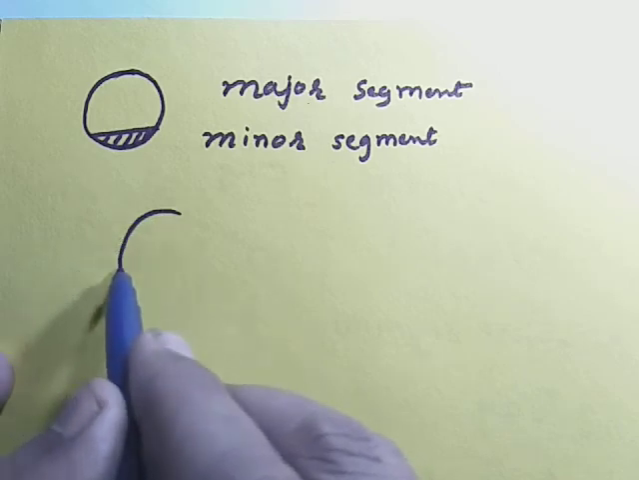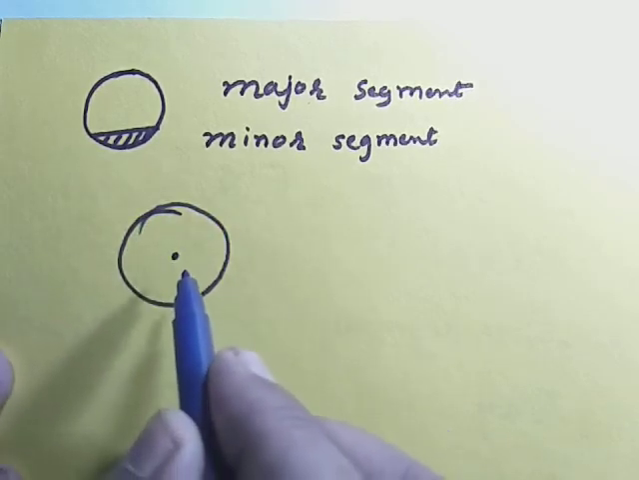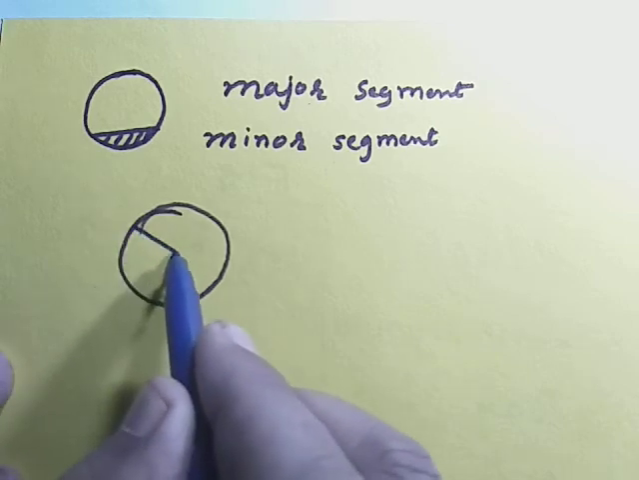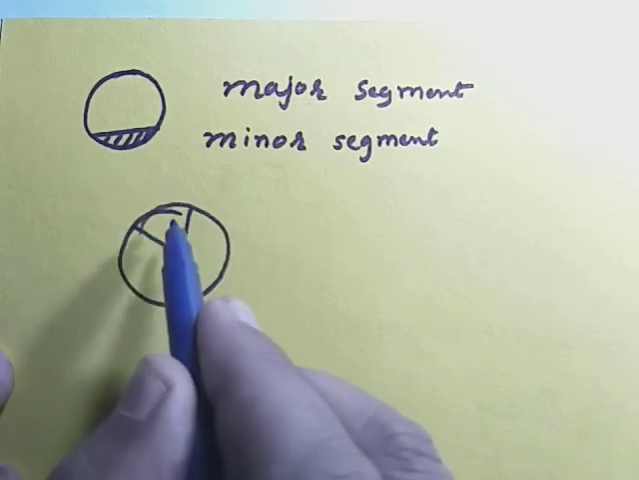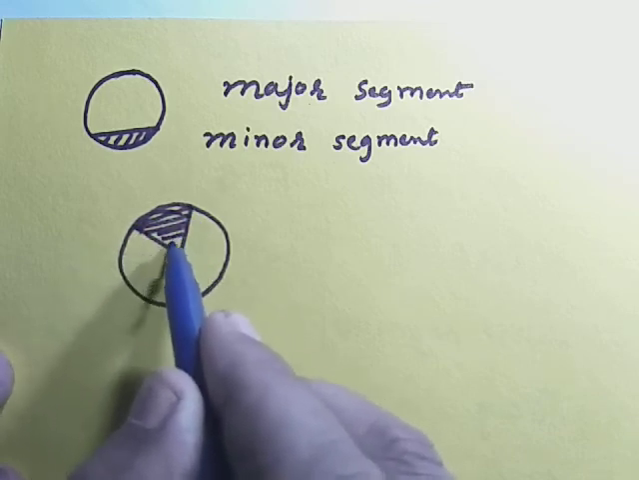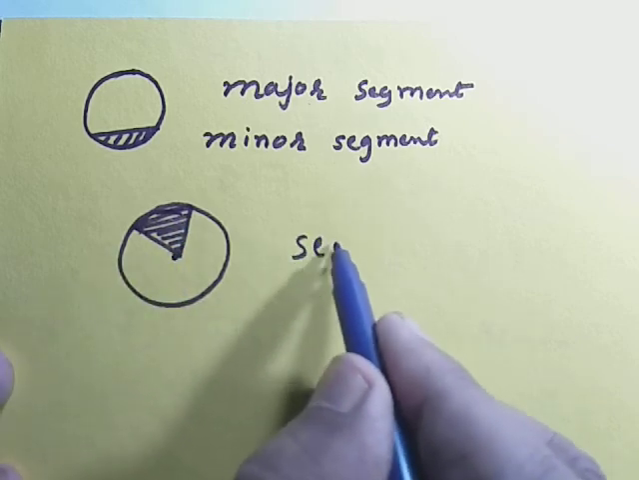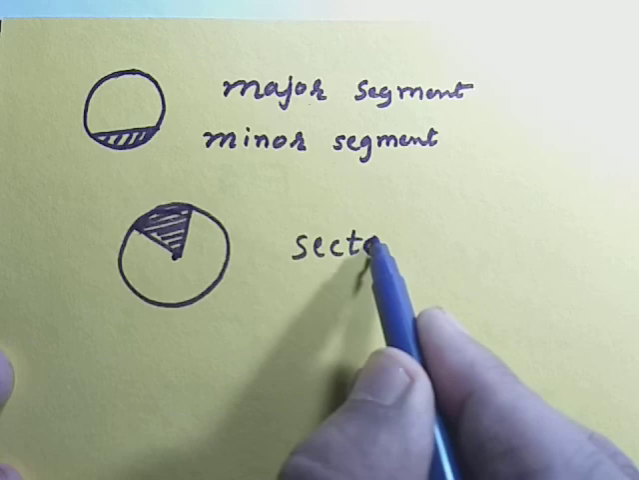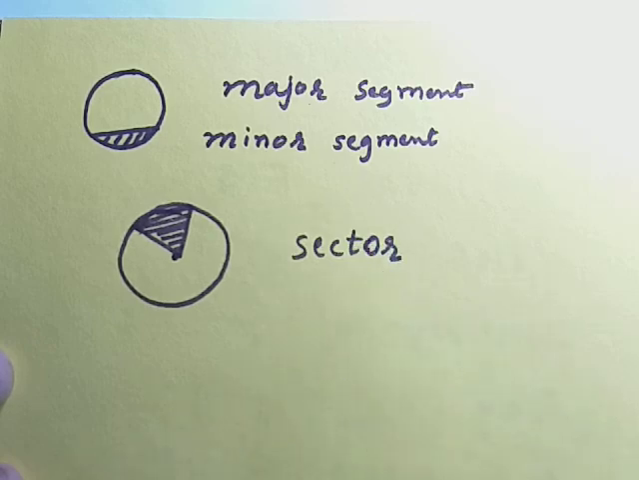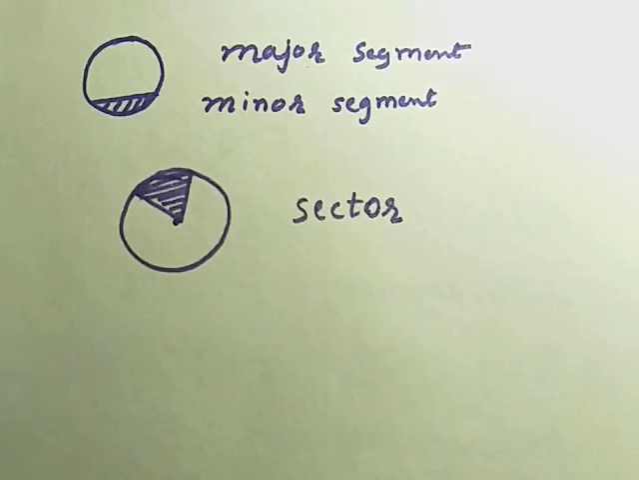If a circle is drawn and the center is marked and a radius is drawn, another radius is drawn, and this portion now becomes a sector. This becomes a sector. Similarly, various other simple definite geometrical ideas you will be studying.